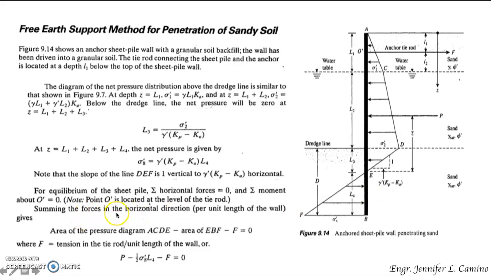For the equilibrium of the sheet pile, summation of force is equal to 0 and summation of moment about O prime is equal to 0. O prime is the location of your anchor tie rod. So you sum up the forces in the horizontal direction. It gives us this pressure diagram ACDE minus the area of EBF equal to 0.